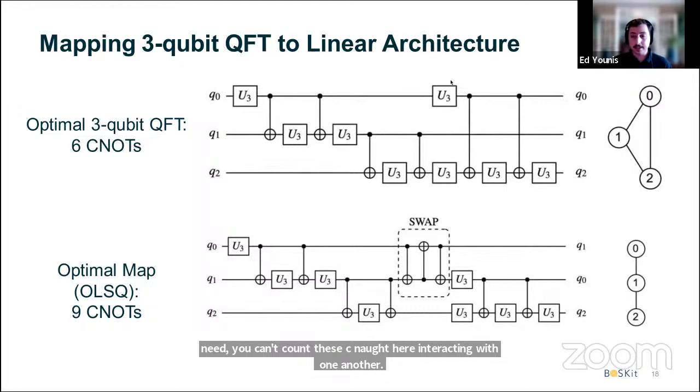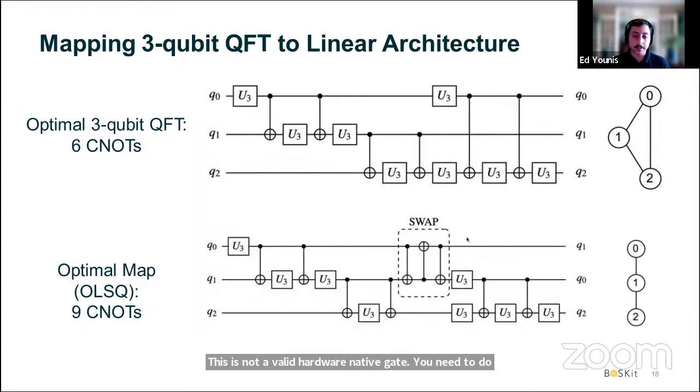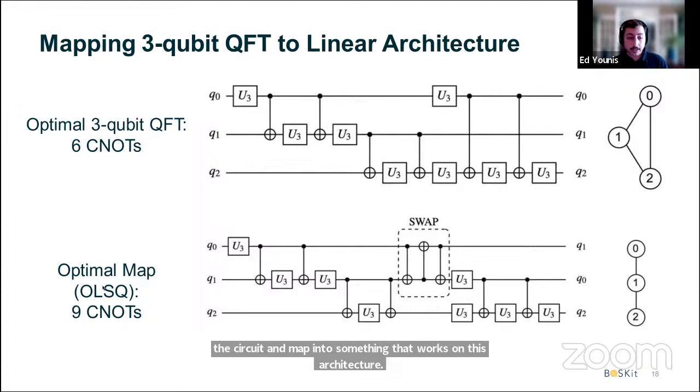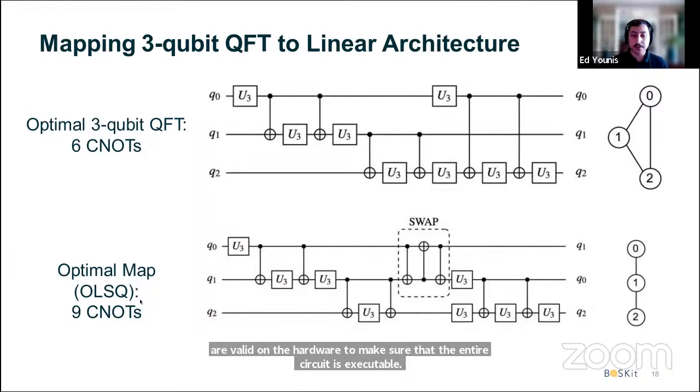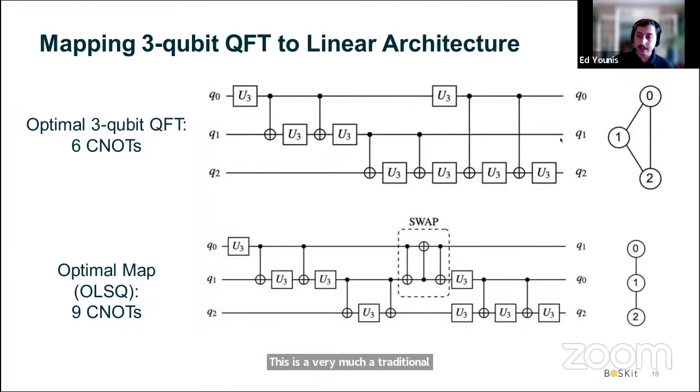You need to do mapping. You need to take the circuit and map it to something that works on this architecture. Now I have here the optimal map with OLSQ. This is a great tool that solves for the optimal placement of swap operations that are valid on the hardware to make sure that the entire circuit is executable. This is very much a traditional approach to compiling this circuit from an all-to-all connectivity to a linear connectivity. However, we get 9 CNOTs. Let's see if we can do better.